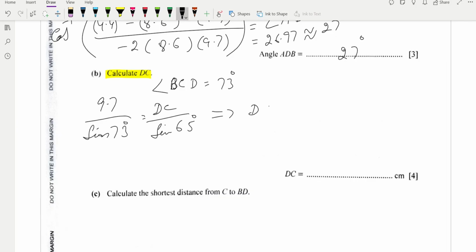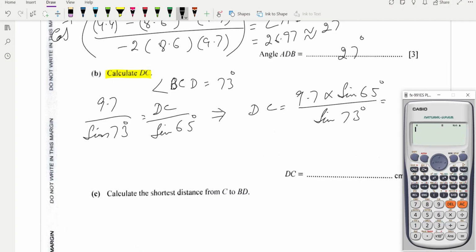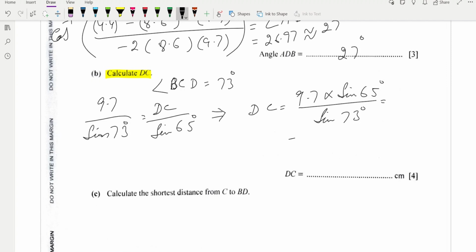This implies DC is equal to 9.7 multiplied by sine of 65 degrees and divided by sine of 73 degrees, and we can calculate this. This will be fraction 9.7 multiplied by sine of 65 degrees divided by sine of 73 degrees is equal to 9.19. So this is equal to 9.19 centimeters. This will be our answer.